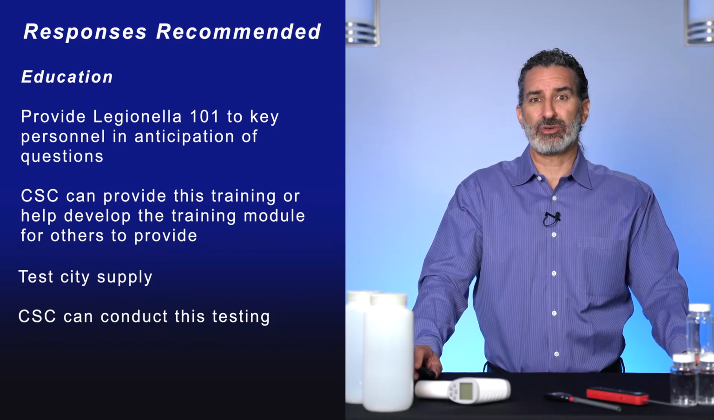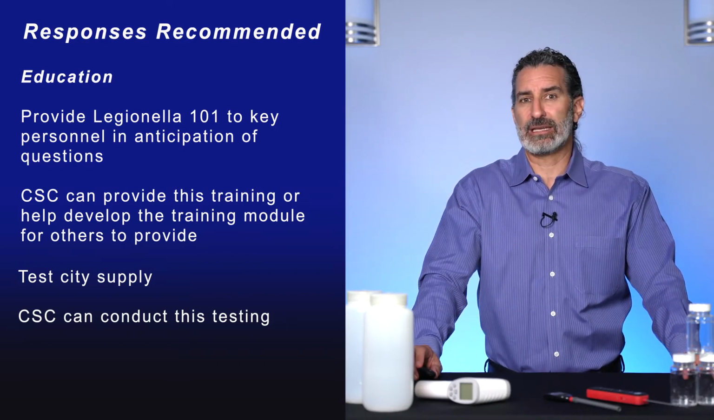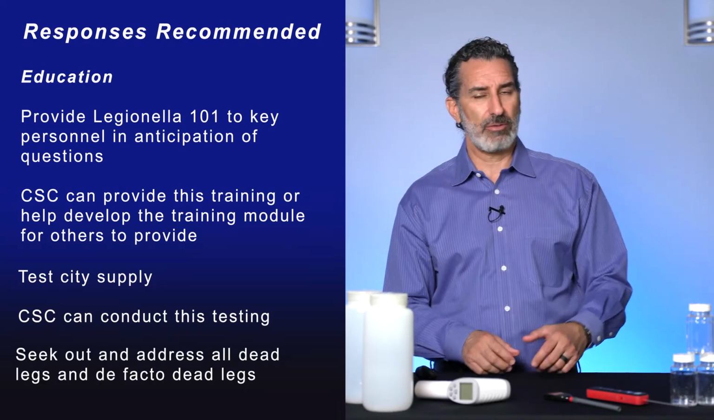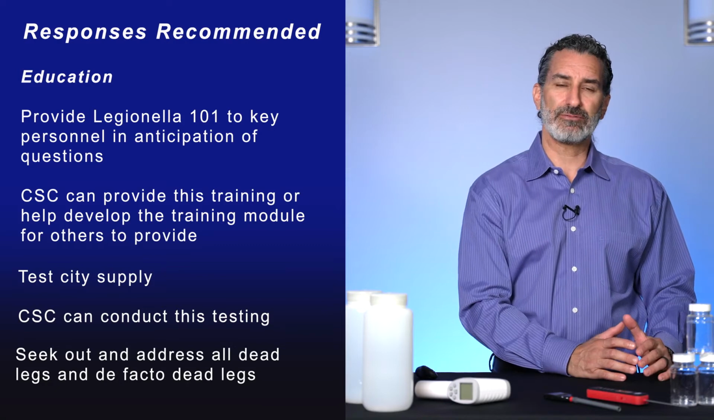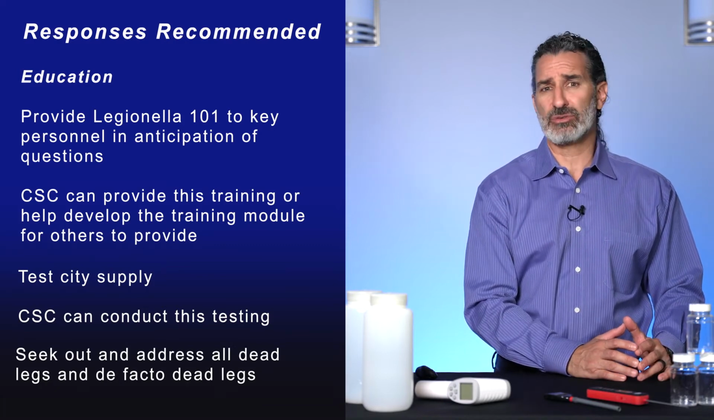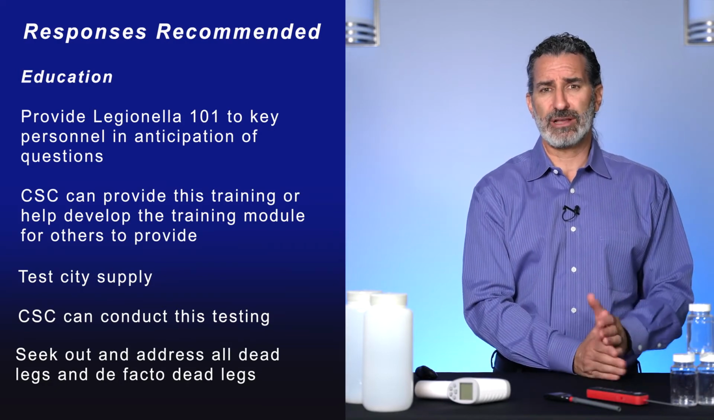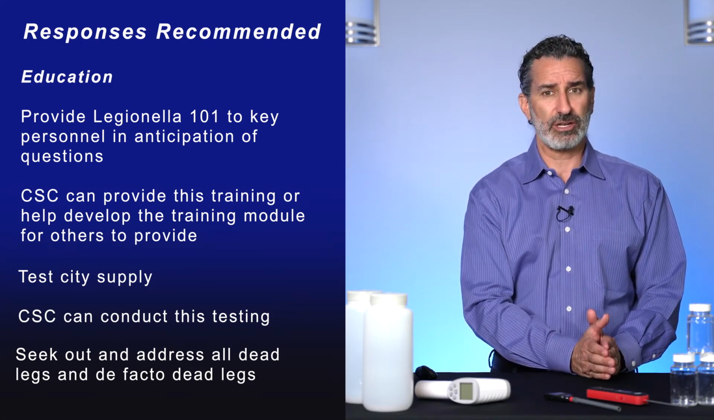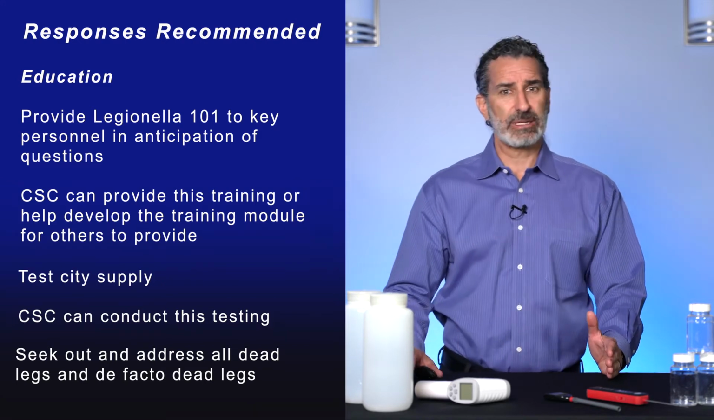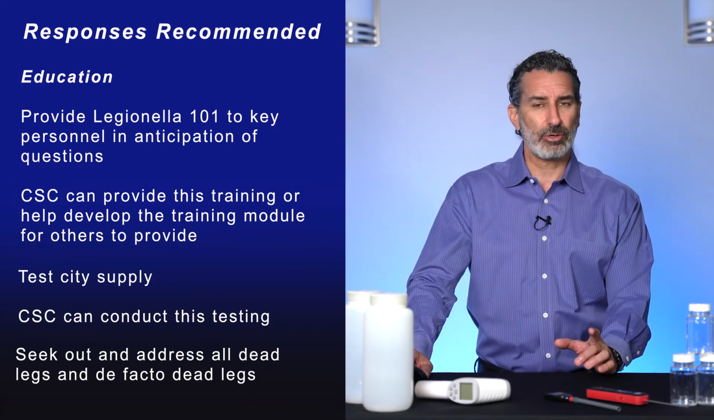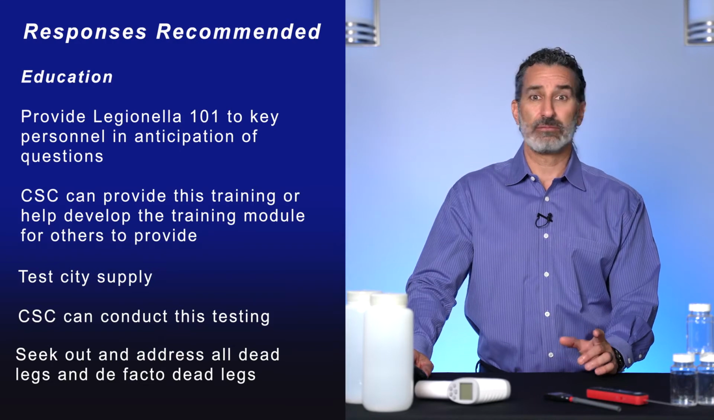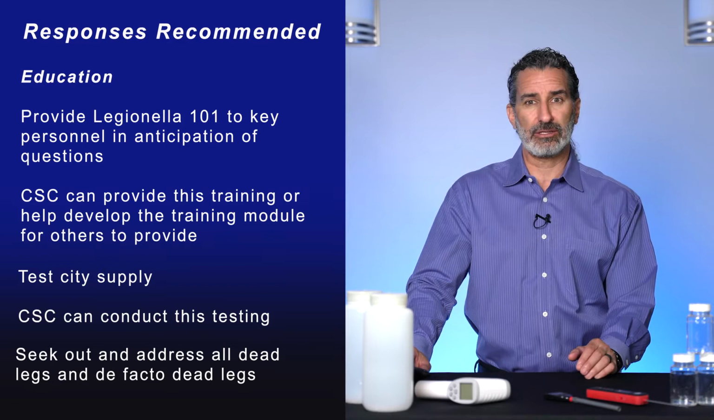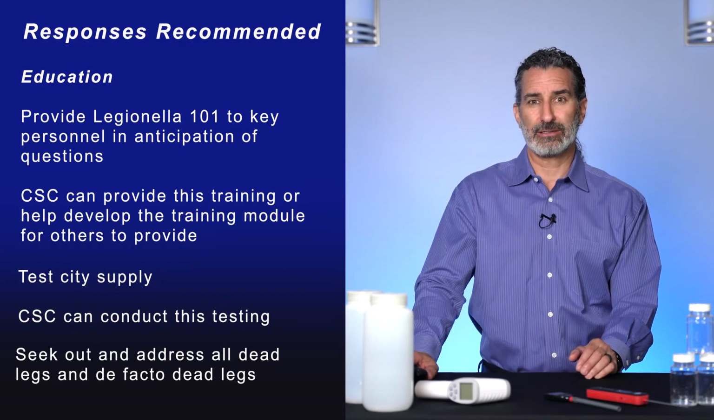Have you sought out and addressed all of your dead legs or de facto dead legs? A dead leg is a section of pipe that leads to nothing. Maybe at one point there was a water fountain at the facility and you decided you didn't want the water fountain any longer, so you took the water fountain off the wall. But there's still a pipe that goes from where the water fountain started back to the main line. And because there's no flow in that line, the chlorine, of course, will dissipate. And that makes the water stagnant and allows for the growth of a variety of bacteria, including Legionnaires bacteria.